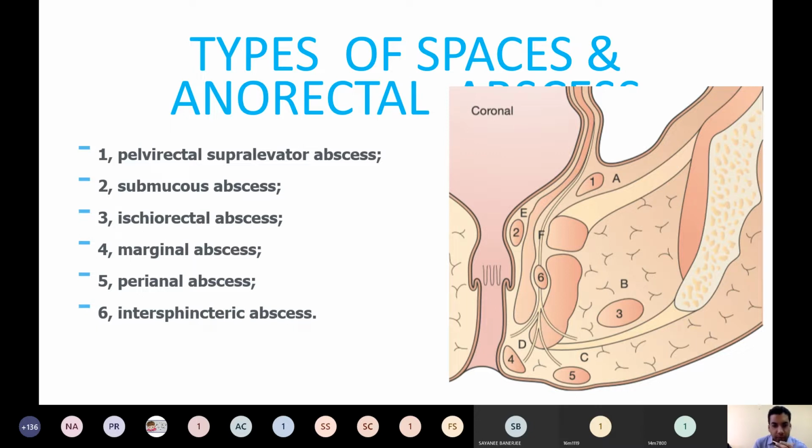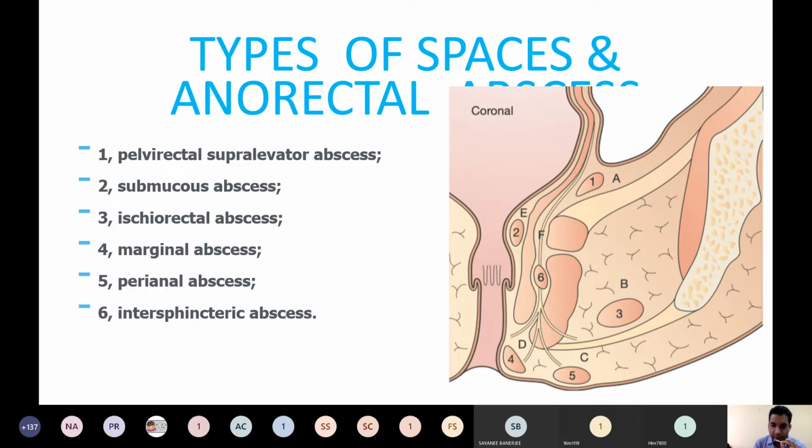Okay, and finally we have number 6. Number 6 is here between internal sphincter and external sphincter. So this becomes your intersphincteric abscess. So these are the different spaces and corresponding abscesses. Okay, again I want to repeat, the source of the infection is the same no matter what we are talking about.